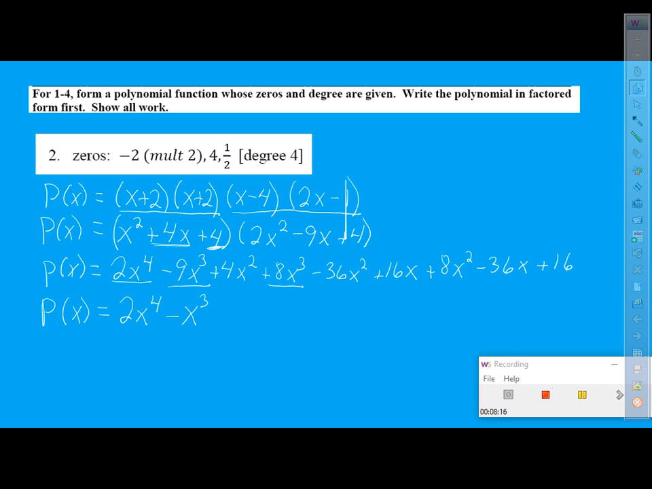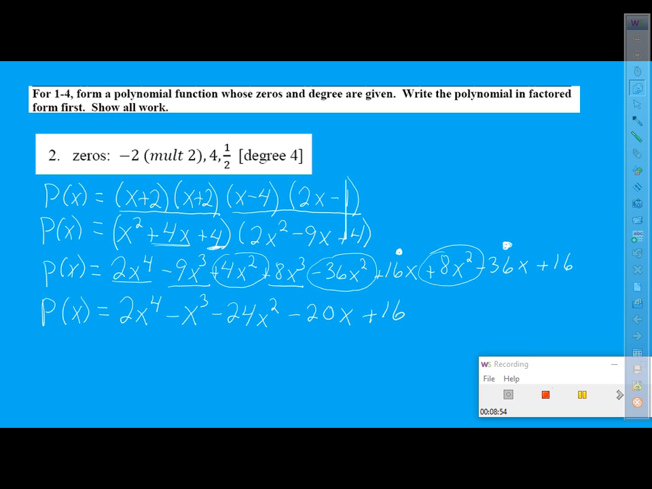Now let's go pick on all the squareds. There's a squared, there's a squared, there's a squared. So I'm going to go positive 4 minus 36 is negative 32 plus 8 gives me negative 24x squared. Now go pick on all your x terms. I spy a positive 16, a negative 36 to give me negative 20x plus my last term of 16.